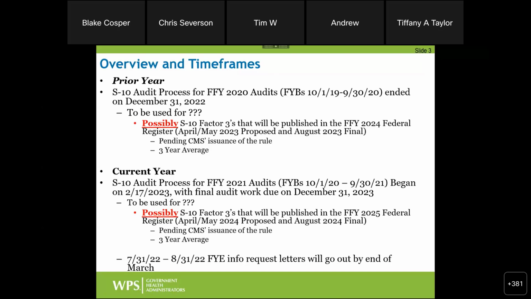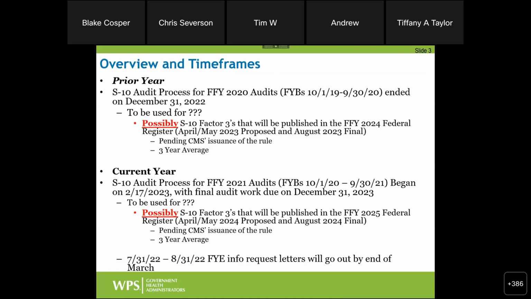For the current year, we just said we're working on federal fiscal year 21 audits. And we started these on February 17th by sending out the initial letters. And like in the prior years, our final audit work is going to be due December 31st. So we're still doing 100% of the DISH eligible hospitals. And I'll get to that point in a bit.